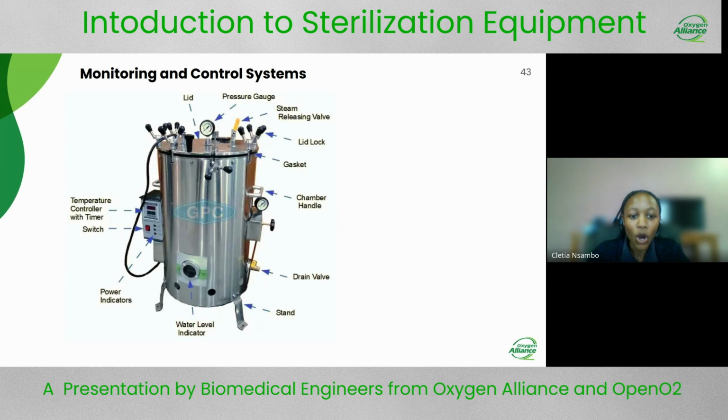All these are control systems of these sterilizing equipment. These are common control systems that are found in sterilization equipment. So using these, you can monitor your sterilization process in real time and know if there are any anomalies, and automate your system using these sensors or this control system as a whole.